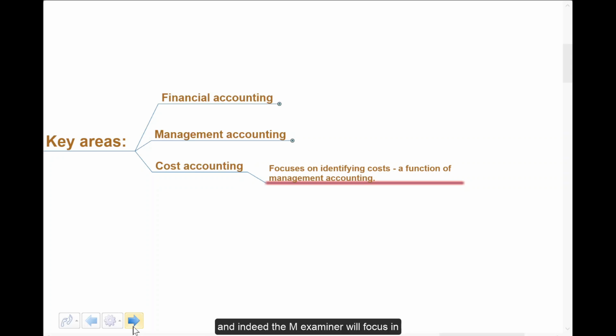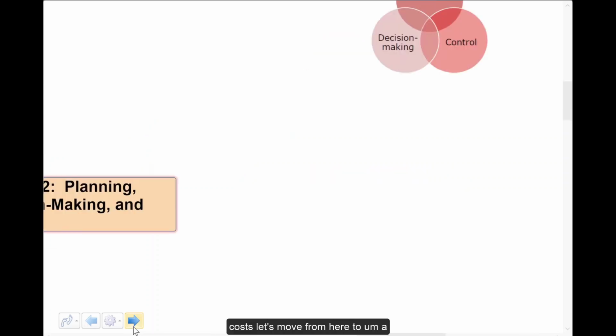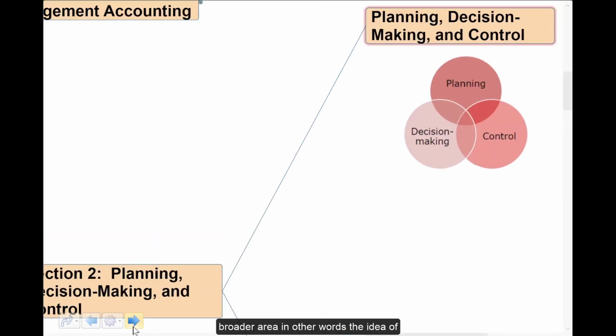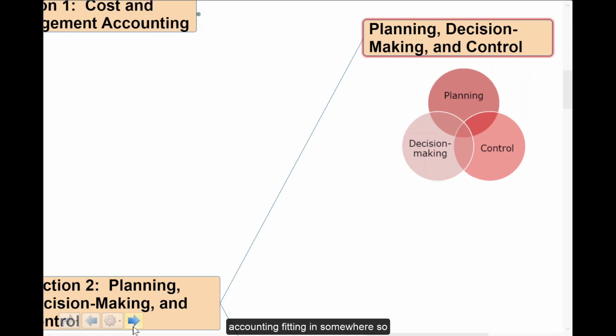And indeed, the MA examiner will focus in your exam on the various different techniques that management can use to identify costs. Let's move from here to a broader area. In other words, the idea of accounting fitting in somewhere. So really this idea of planning, decision making and control, that's the essence of management accounting. So if anyone was to say to you, well, can you define management accounting? Really, you'd have to use those three words. Absolutely. Now, what do we mean by them?